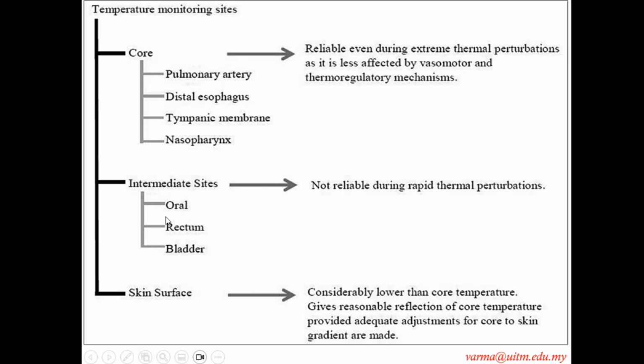Intermediate sites, not core, are oral, rectum, and bladder. This is under the tongue, the rectum, and the bladder. These are not reliable during rapid thermal perturbation. Core temperatures are reliable even during extreme thermal perturbation, meaning that even extreme fluctuation of temperature can be measured. And finally, the one we measure outside, considerably lower than core temperature, is your skin temperature, which we monitor at the axilla and so on. So this is the skin surface. So these are the temperature monitoring sites.